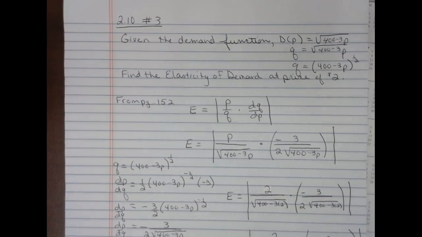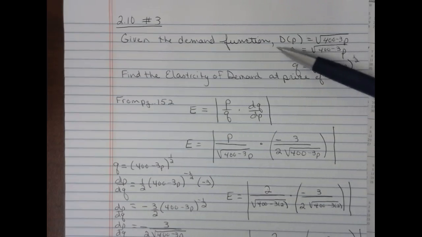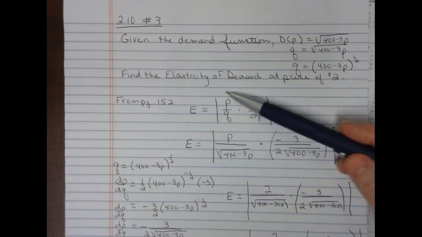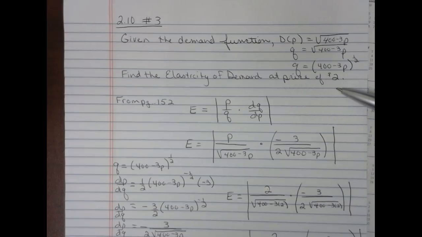In this particular question, we're given a demand function, d of p equals square root of 400 minus 3p, and that's my Q, quantity. Remember, here's our price as our independent variable, and then there's our dependent variable. So I just rewrote this demand function, and the reason I did this is because we'll have to do the derivative down here. But anyway, I just rewrote that function and find elasticity of demand at price of $2.